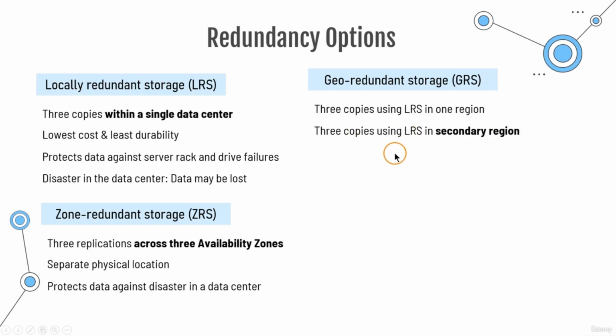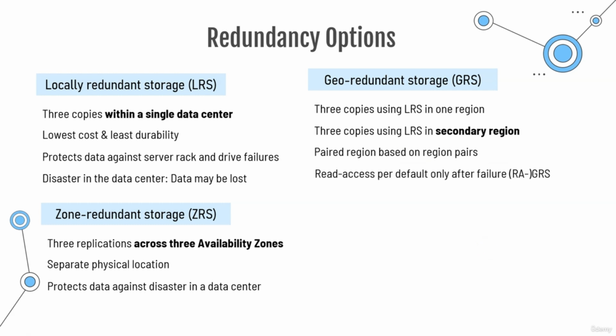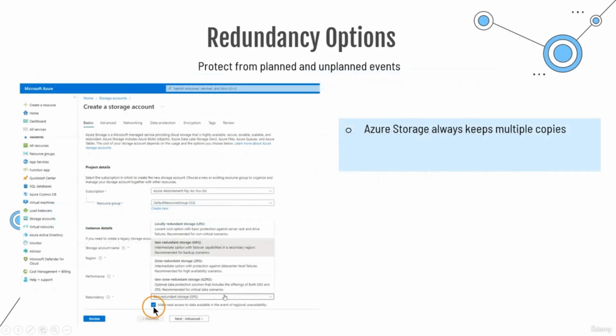You don't need to remember the name, but we have to understand in general how this works and what this protects against. In this case, the secondary region will be the region pair of the primary region as it is defined by Microsoft. Regarding the geo-redundant storage, per default, we don't have read access to the secondary region. This only is possible after some kind of failure, but we have the option to enable this read access even without the failure. This is what we get when we check this checkbox in the redundancy option.